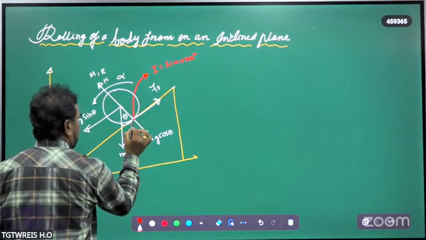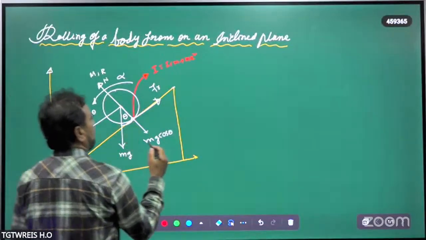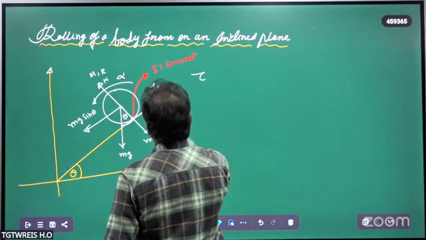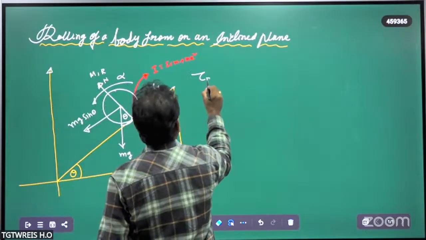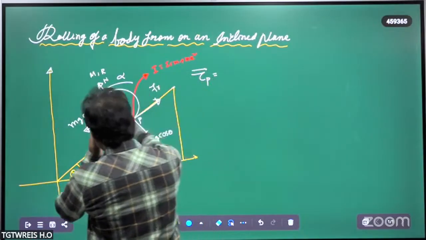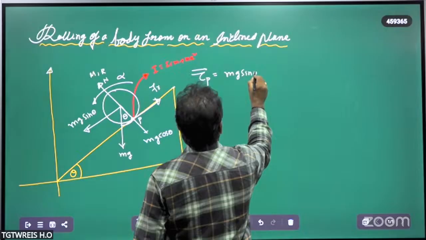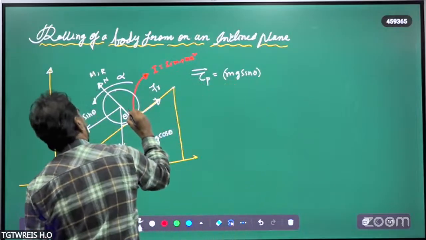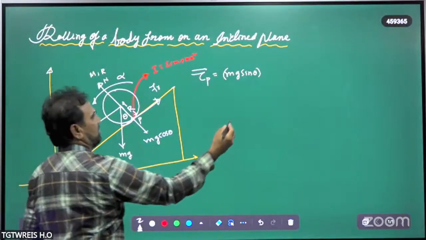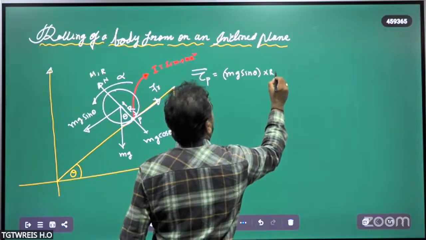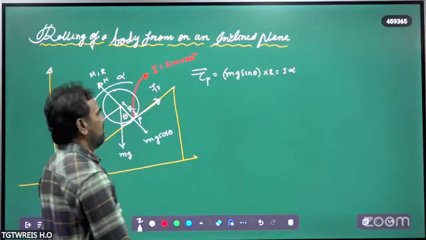Therefore, the torque acting on the object about this point of contact is given by, let's say this point is P, torque is equal to force mg sin theta into the perpendicular distance about this point of contact, which is nothing but r, the radius of the sphere, that is r. This is equal to I alpha, as you already know. Torque is equal to I alpha.